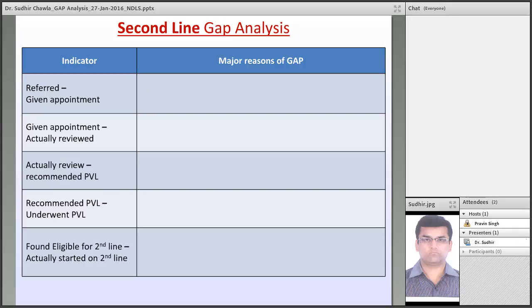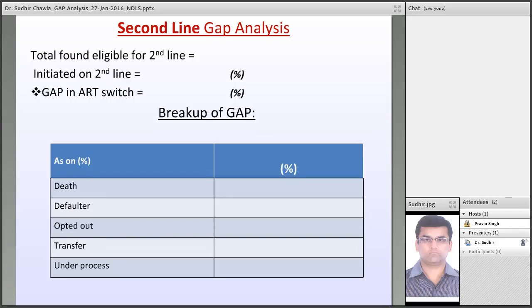as we have discussed previously. Those who are eligible for second line and actually started on second line ART, we try to understand this gap, and again we divided this gap into 5 broad categories. Again, we can discuss and look into the details of these 5 gaps and take steps accordingly.